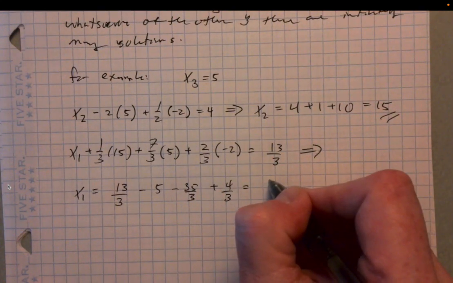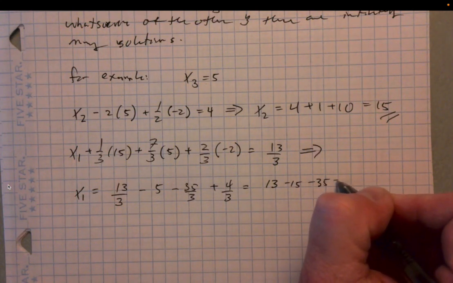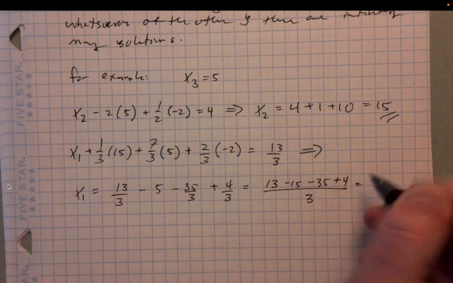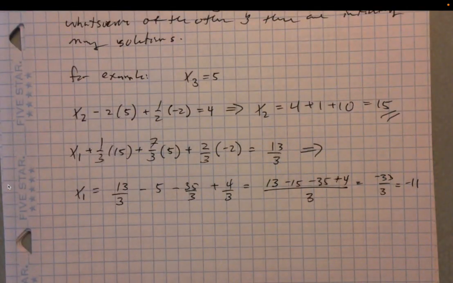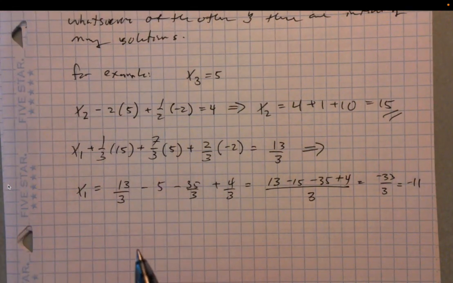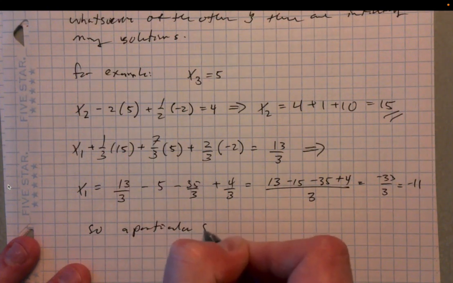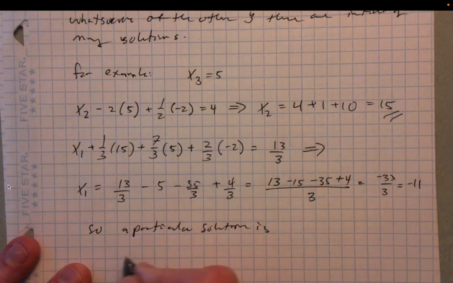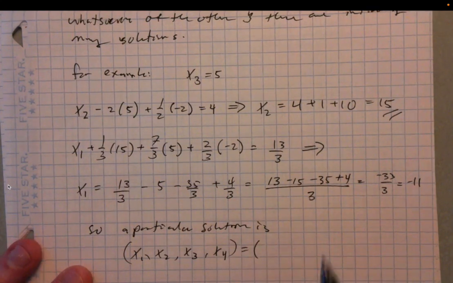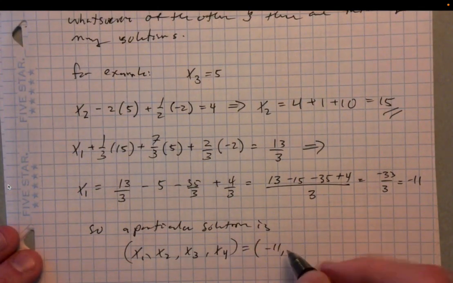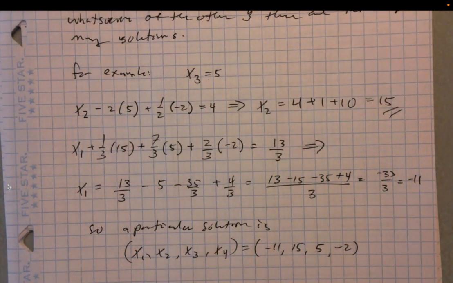And so we can do this quickly. 13 minus 15 minus 35 plus 4 all over 3 is -33/3, which is -11. Okay. And so a particular solution has been found. So a particular solution is x1, x2, x3, x4 equals -11, 15, 5, and -2. That's a particular solution.